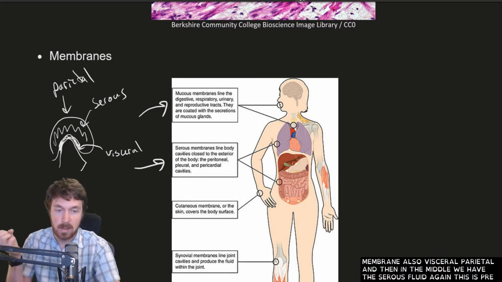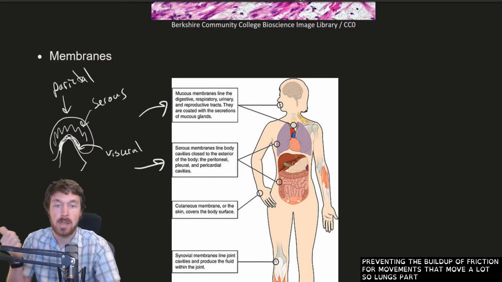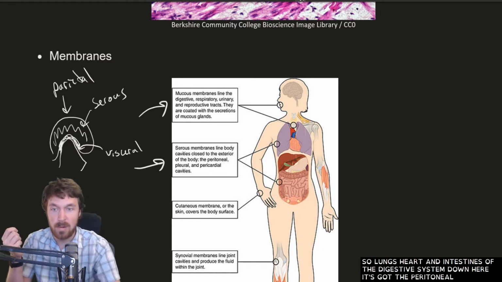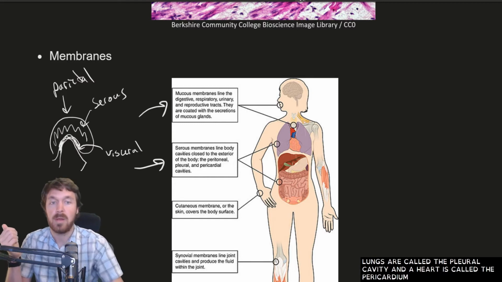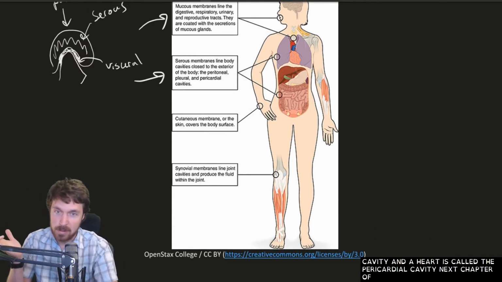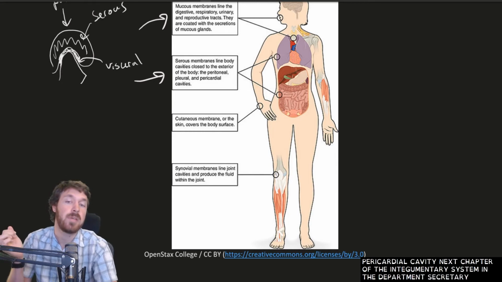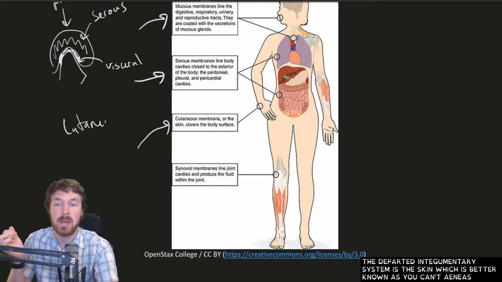Again, this is preventing the buildup of friction for movements that move a lot. So lungs, heart, and intestines. So the digestive system down here is called the peritoneal cavity. Lungs are called the pleural cavity, and the heart is called the pericardial cavity. Then next chapter, we're going to be talking about the integumentary system, and the big part of the integumentary system is the skin, which is better known as the cutaneous membrane.